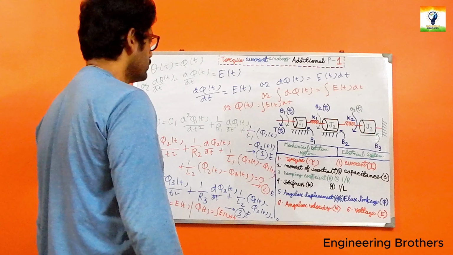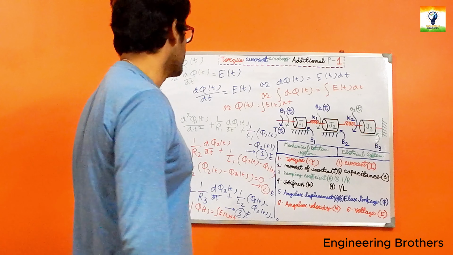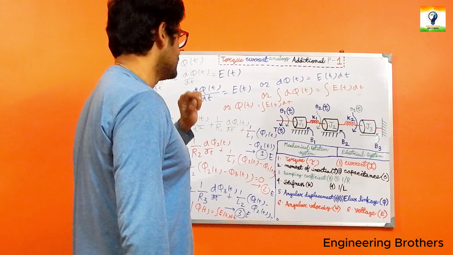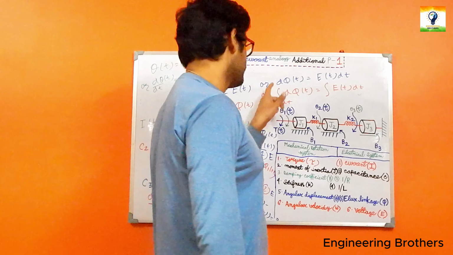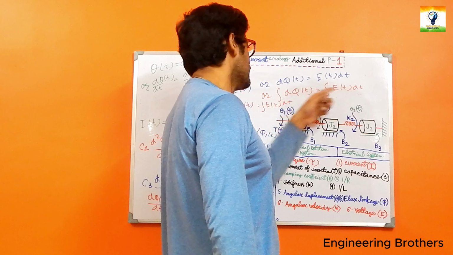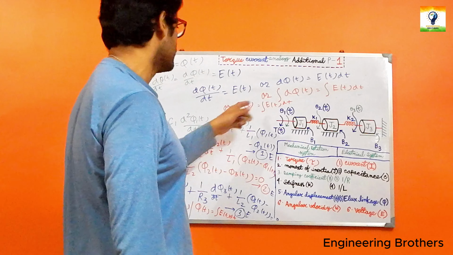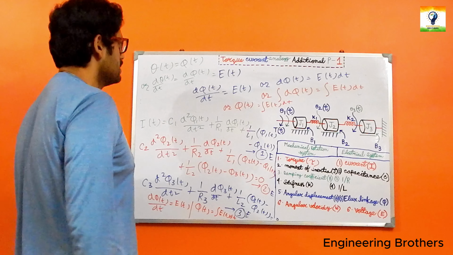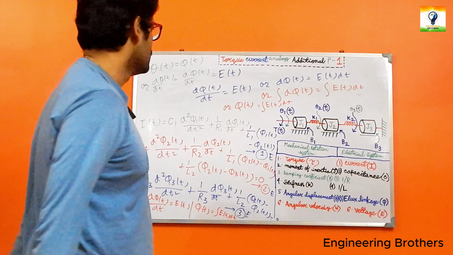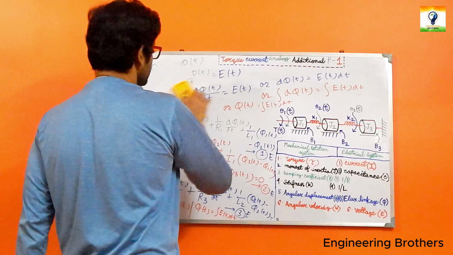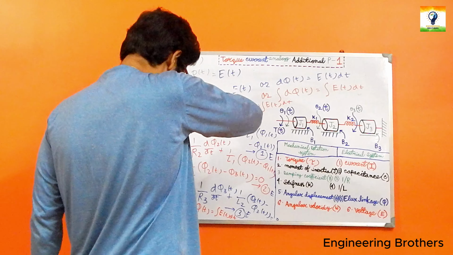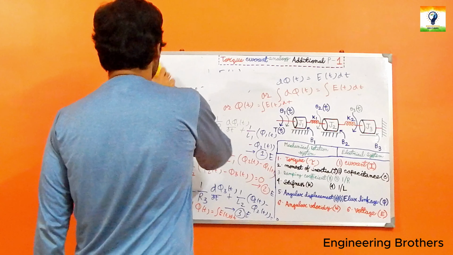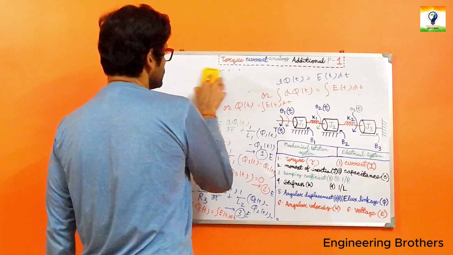Because of that, we need to find the expression for phi(t). So what is the step? Just multiply by dt, and if we continue the integration on both sides, we get phi(t) equal to the integration of e(t) dt. I have just listed these two relations that I have got. So I can erase these two relations, as I have already listed them. These are very, very important for our consideration.